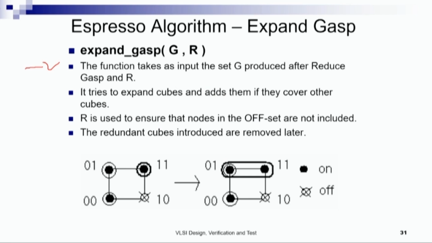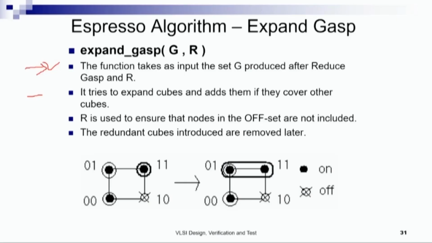Then we come to the last step, the expand gasp. This function takes as input the set G produced after reduce gasp and R. So this function takes as input what reduce gasp has produced. Now in F we have many other subcubes, right? We have many other subcubes which have been obtained after this reduction and addition of cubes that are not covered by other cubes, right? Now we expand from all the cubes and add them if they cover other cubes. R is used to ensure that nodes in the offset are not included, right? The redundant cubes introduced are removed later.